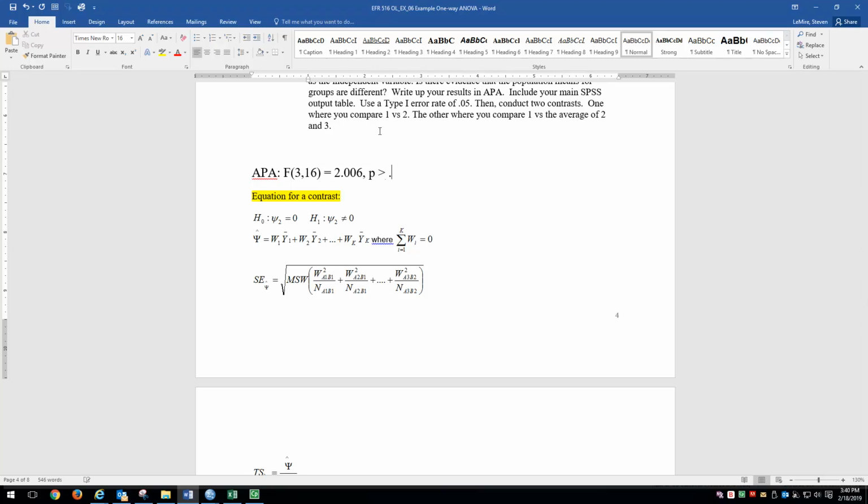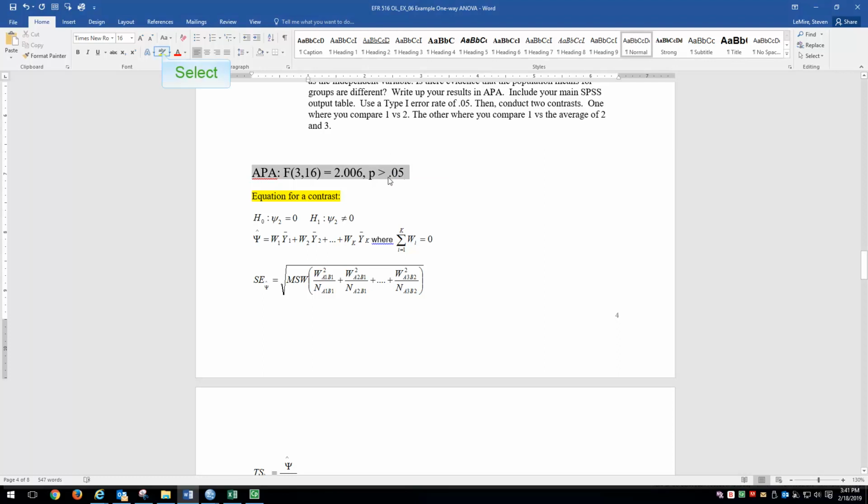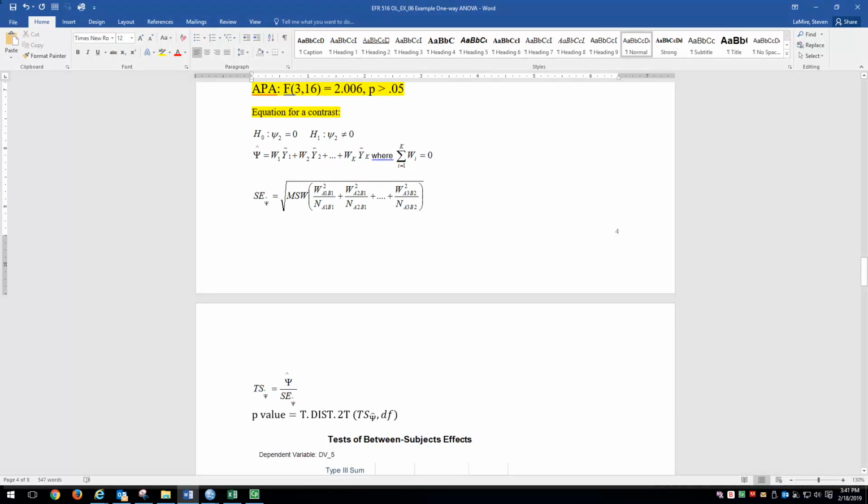So then I conduct 2 contrasts. One where you compare groups 1 versus 2, and the other where you compare group 1 and the average of 2 and 3. Okay, so the first contrast, here's my assignment. We have psi hat as our contrast, and then we have weights. Under the null, we believe that psi is equal to 0, and under the alternative, psi is not equal to 0.